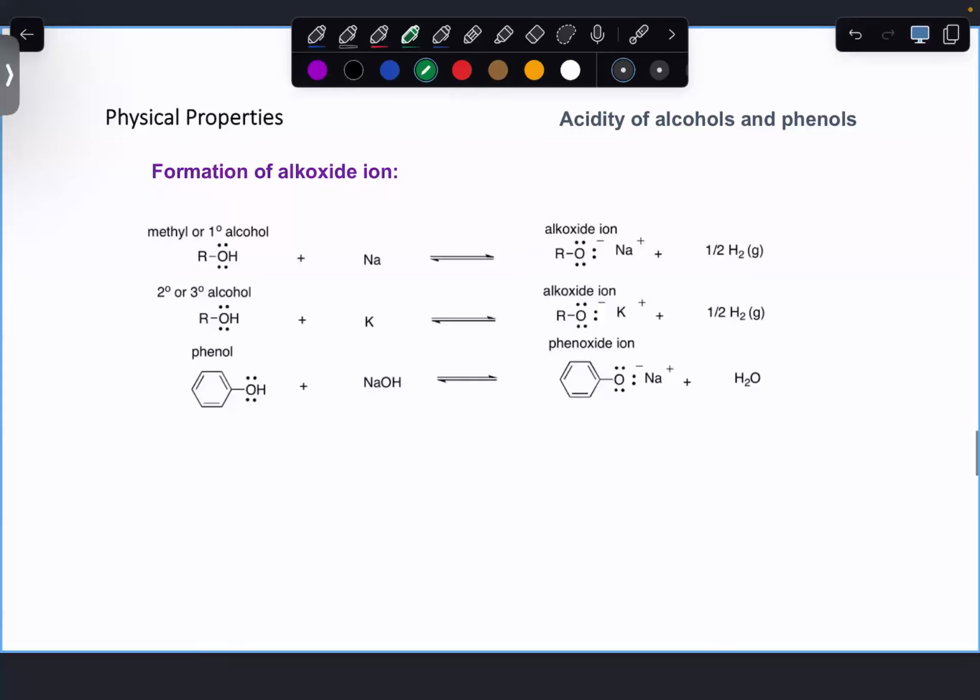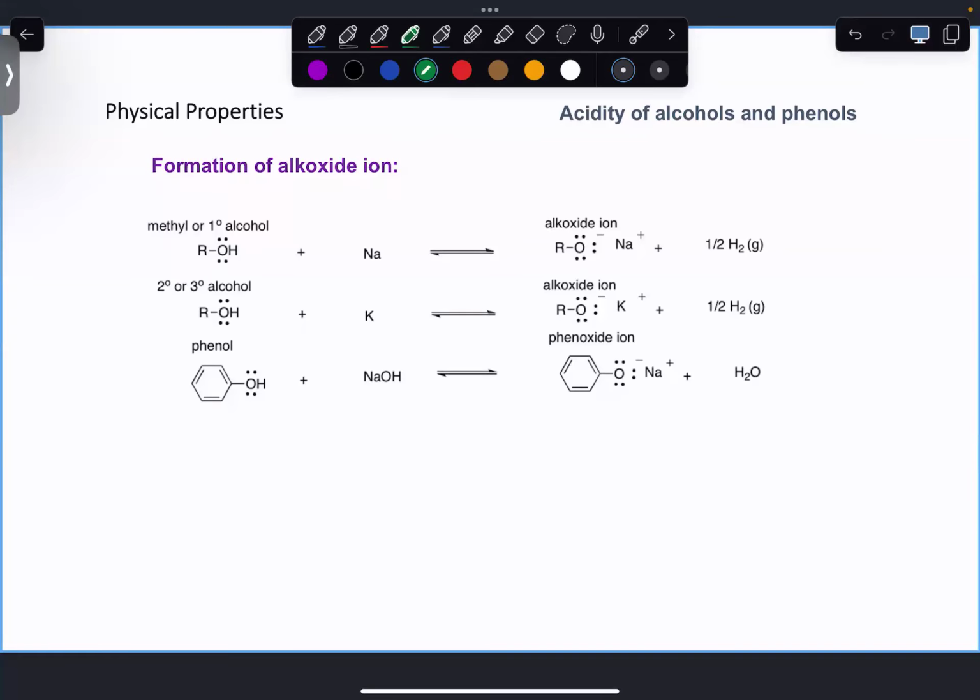Okay. And by the way, it's really easy to deprotonate the phenol. The phenol is much more acidic than a regular alcohol. The phenol has a pKa of 10. So that is significantly more acidic than any of the other alcohols.